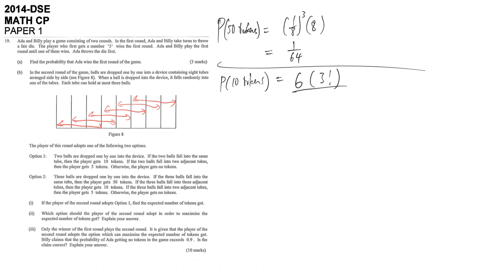Divided by all possibilities. First we have 8 choices, and then the second one, third one, so 8 to the power 3 choices to arrange the balls. So this probability is 9/128.